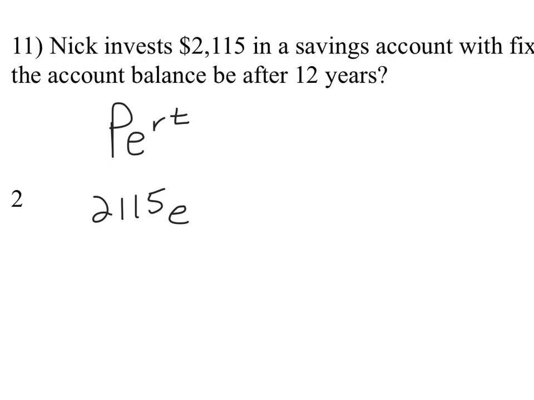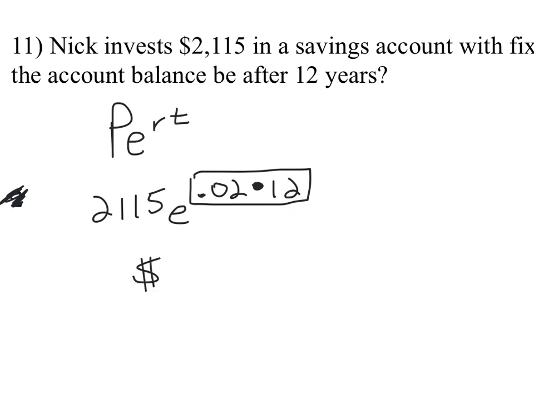R is the interest rate, which was 0.02. Make sure you put your interest rate in decimal form, times the number of years, which is 12. This should be all in the same little box. Okay, so if that's not together in the box, then you're going to get the wrong answer. So just make sure that's together. Then we put that in the calculator and we get $2,739.54. And that's it.